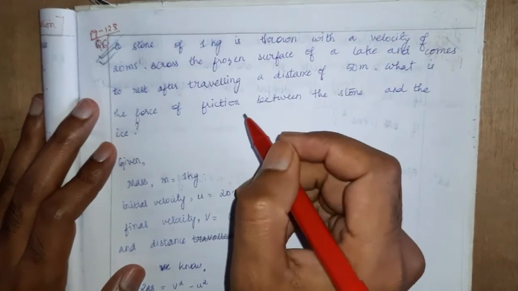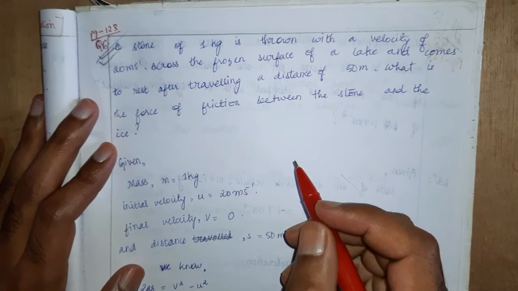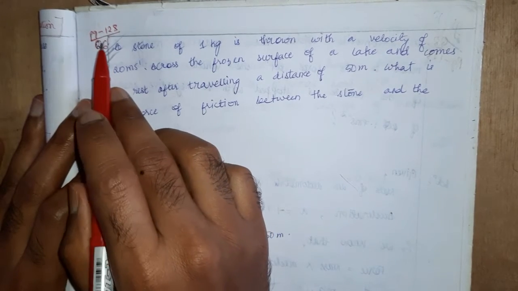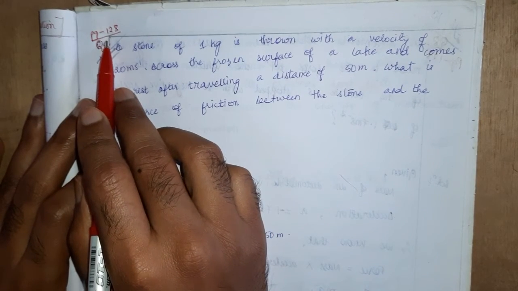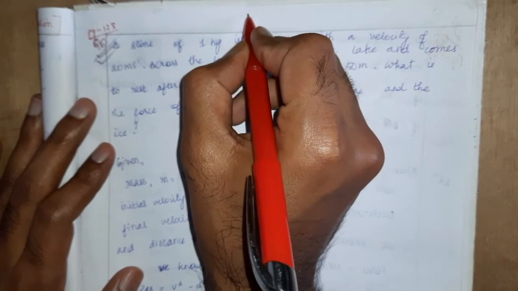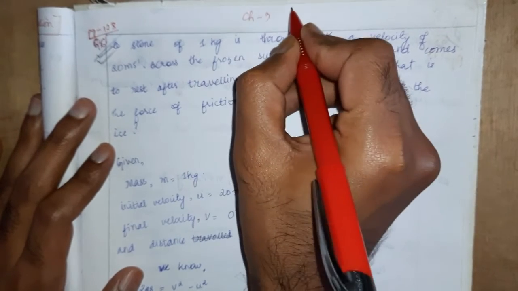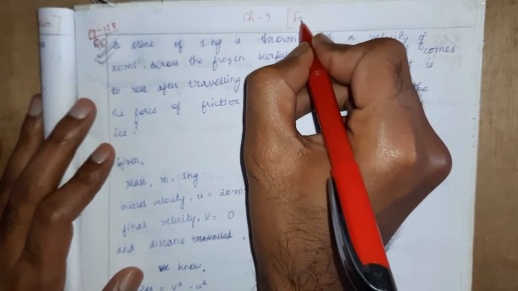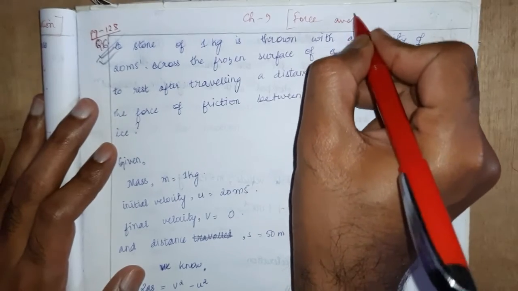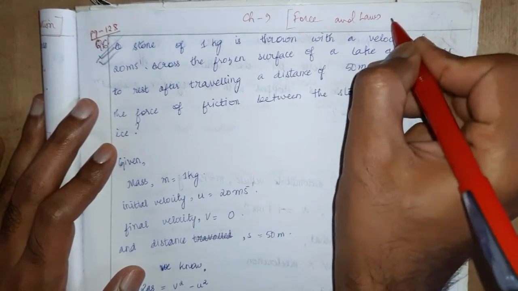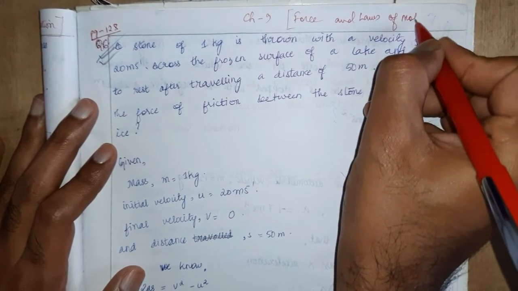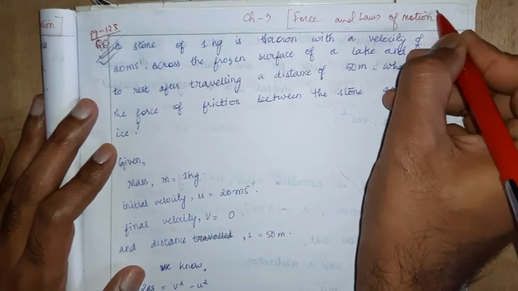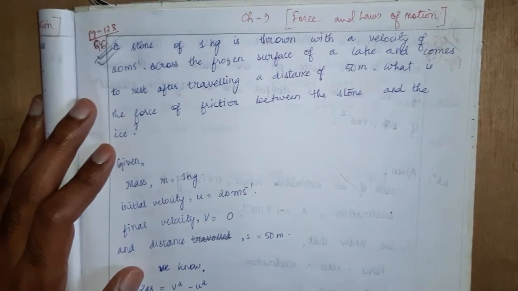In this video I will be discussing numerical 6 from page 128 of the textbook, class 9 standard, chapter 9, Force and Laws of Motion. From this chapter, from page number 128, numerical number 6 we are going to discuss.